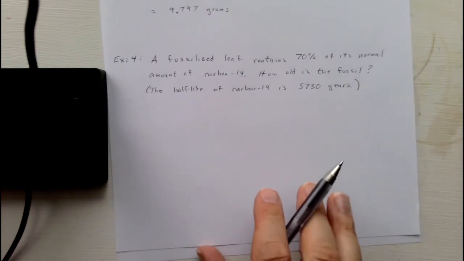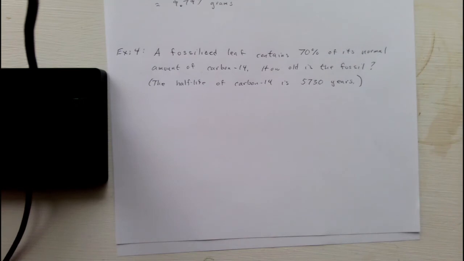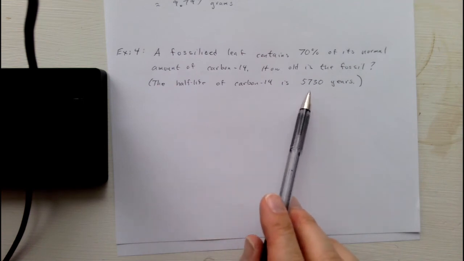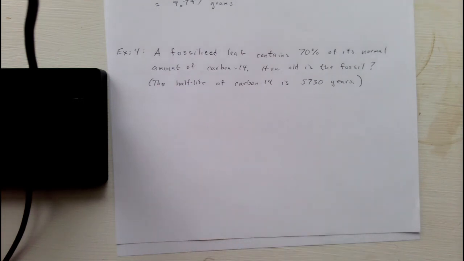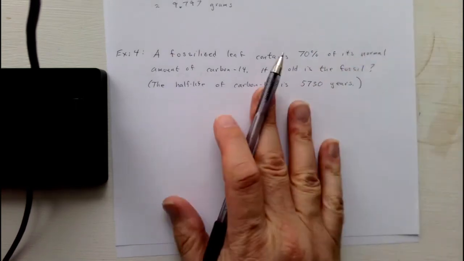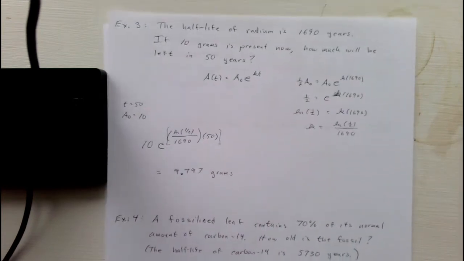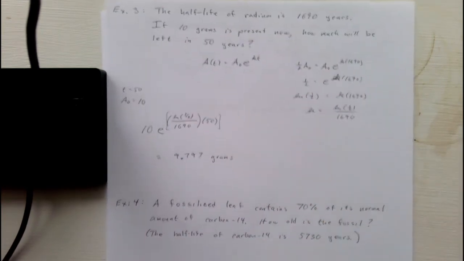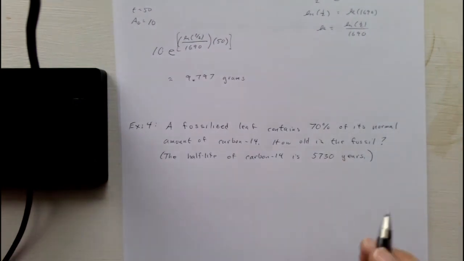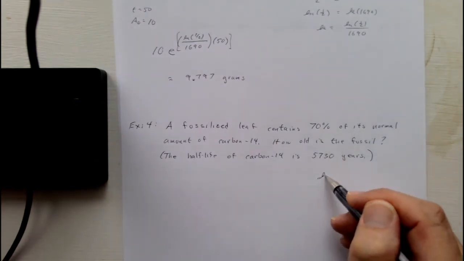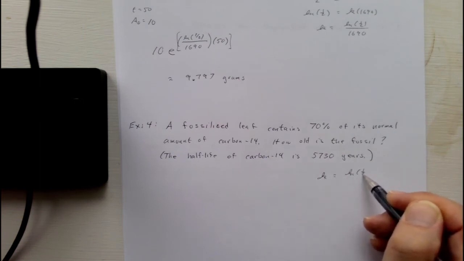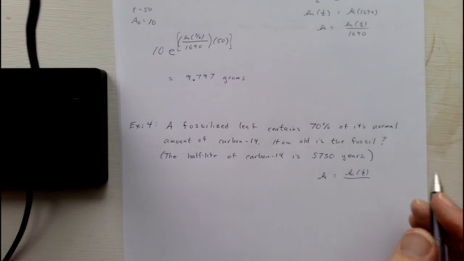For example 4, we have a fossilized leaf that contains 70% of its normal amount of carbon-14. How old is the fossil? Okay, well, the half-life of carbon-14 is 5730 years. We needed that. Once again, we can do this whole thing that we did up here and just replace 1690 with, in this case, 5730, and we will get that K is the natural log of 1/2 divided by 5730.